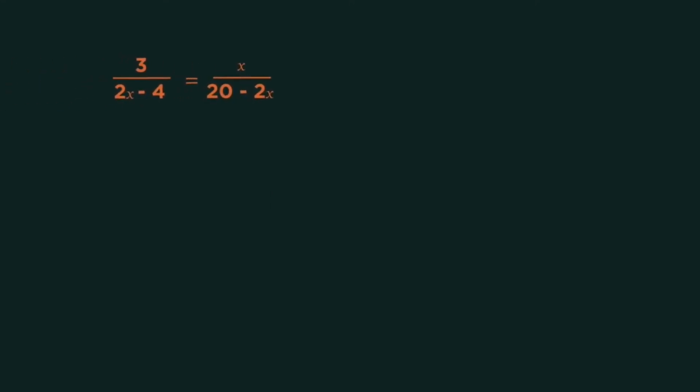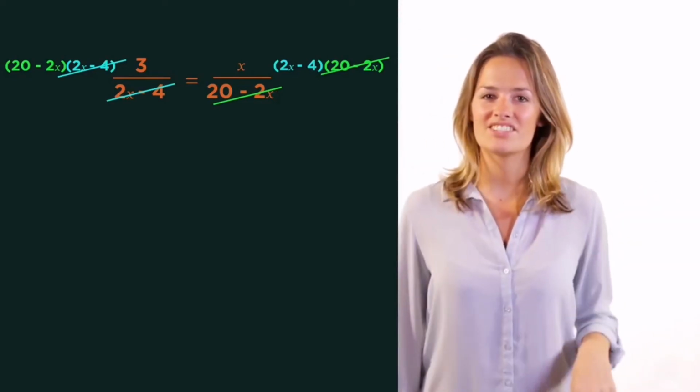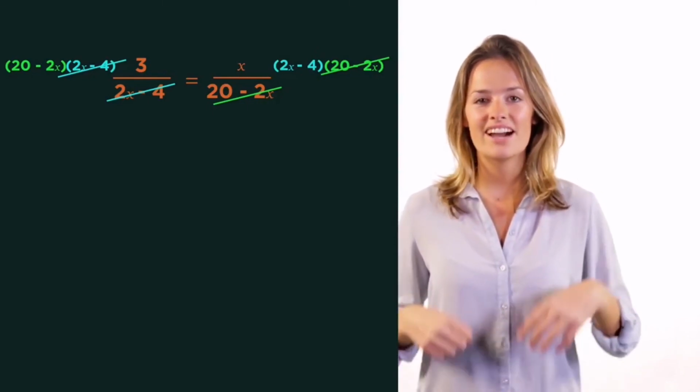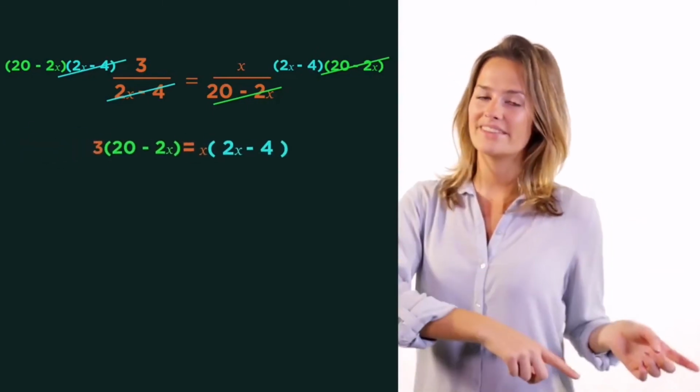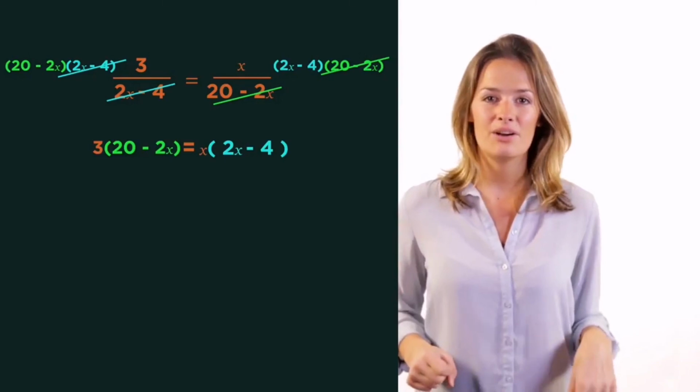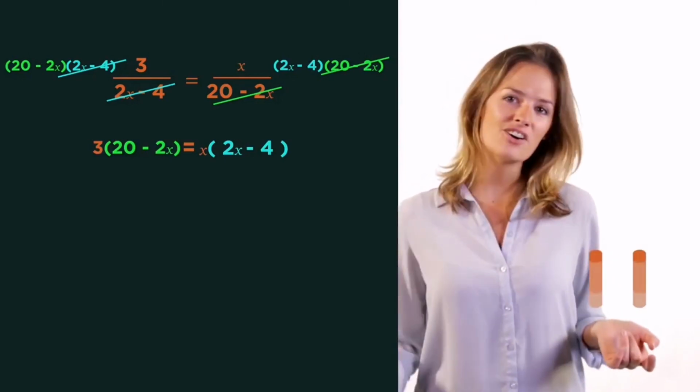Quite often when solving algebraic fractions, we might end up with quadratics, which means we'll get 2 different values of x. So let's have a look at an example. So we start by multiplying up the 2x minus 4 and the 20 minus 2x to both sides. Can you carry on to solve the rest of the question? You'll have to collect everything together onto one side to make a quadratic, which you can then factorise and solve.